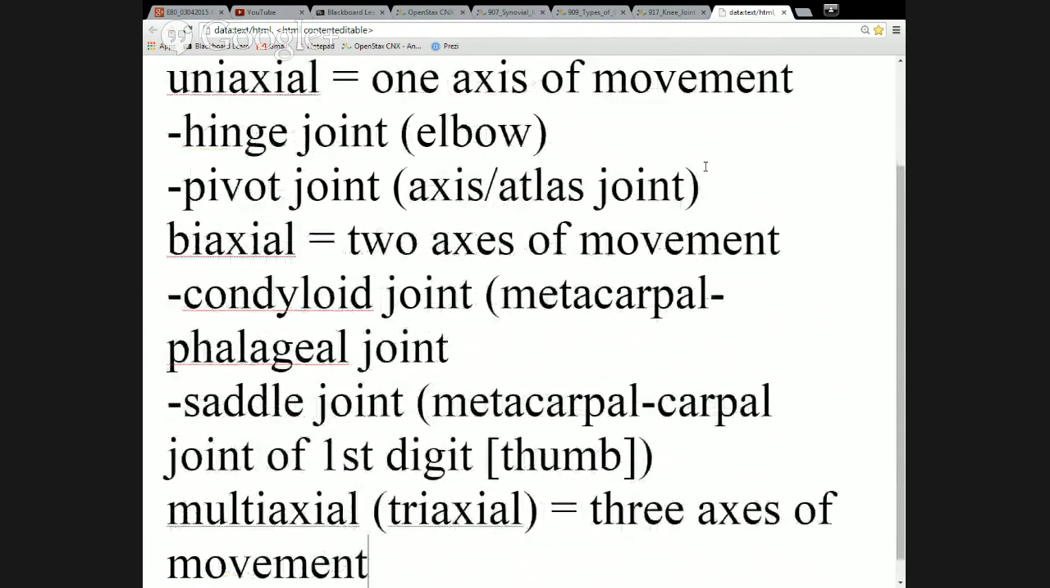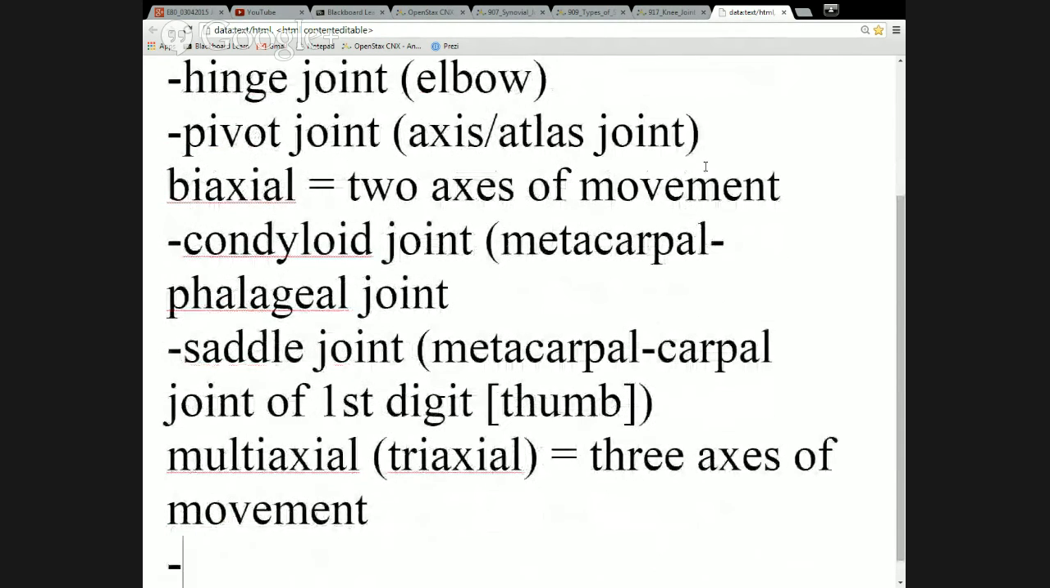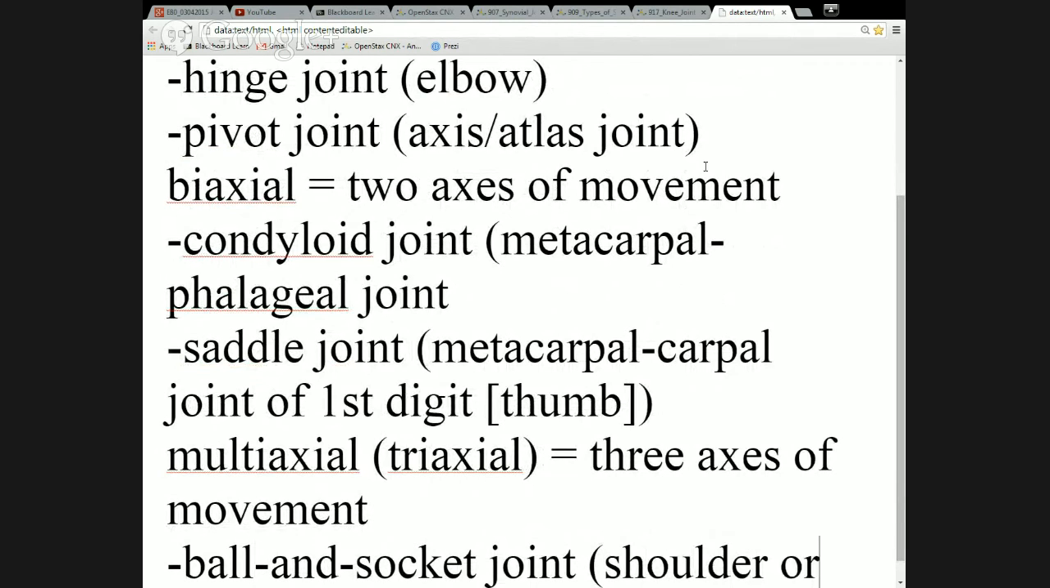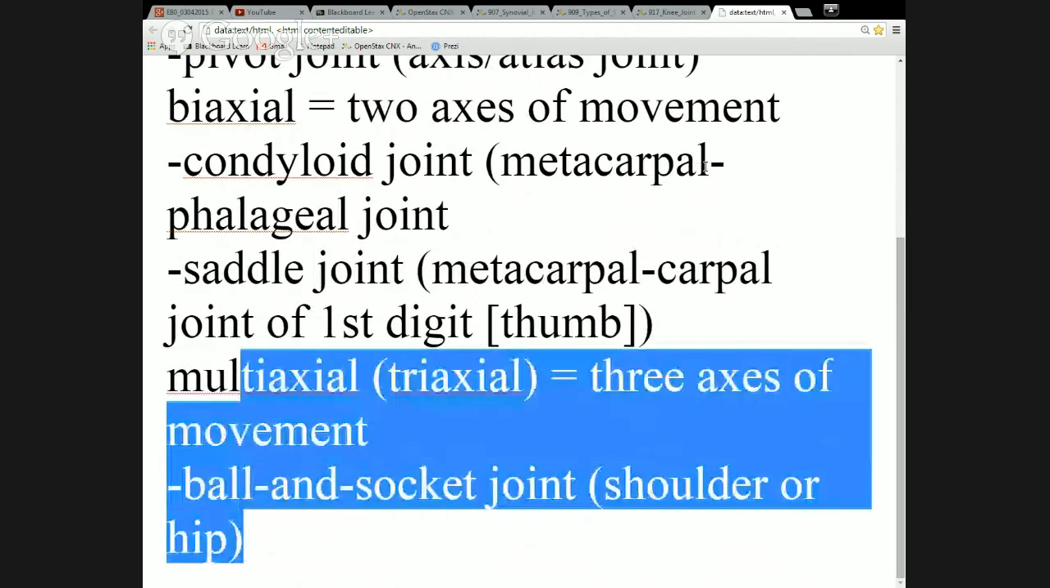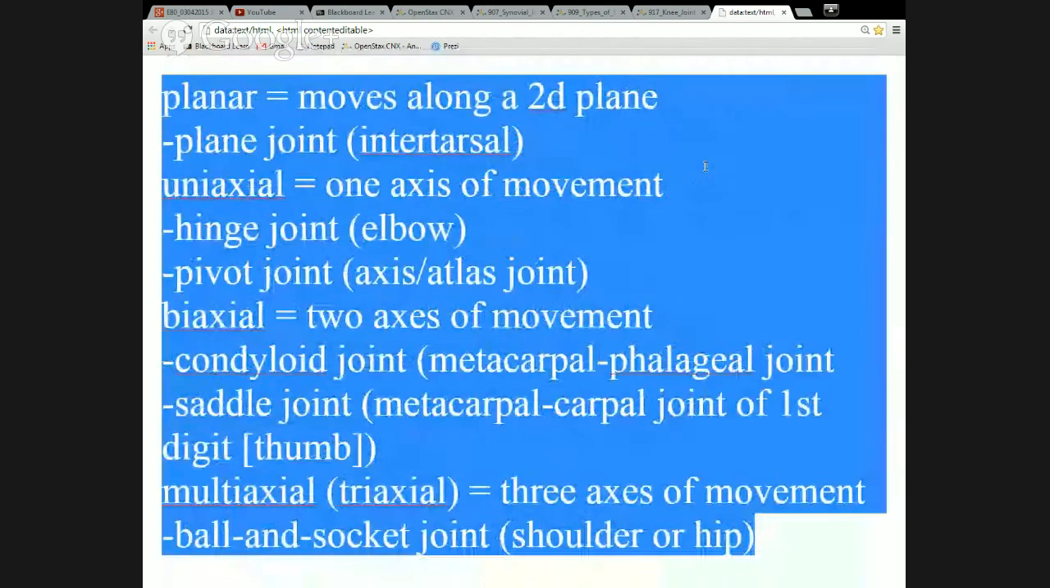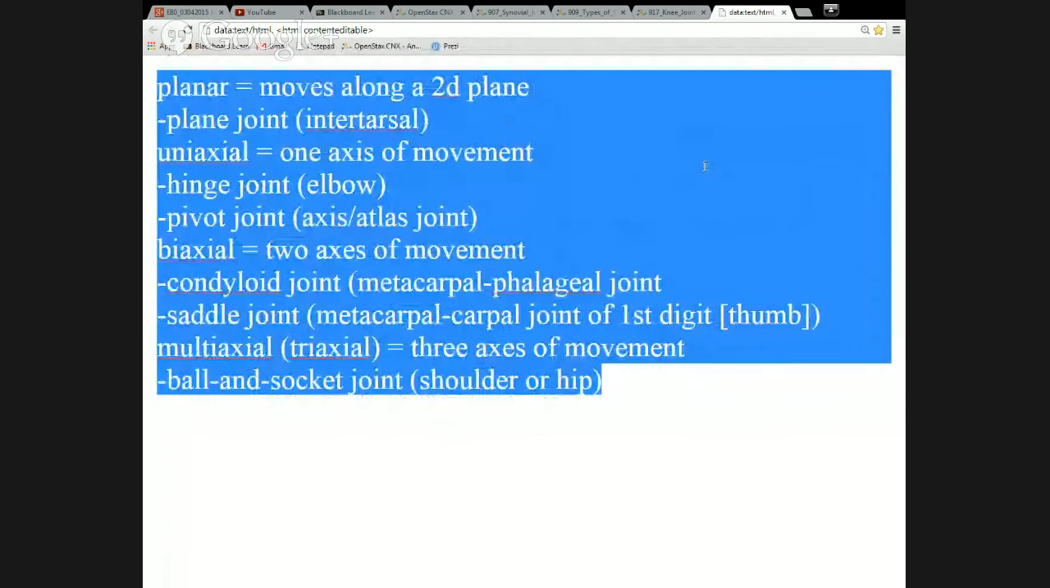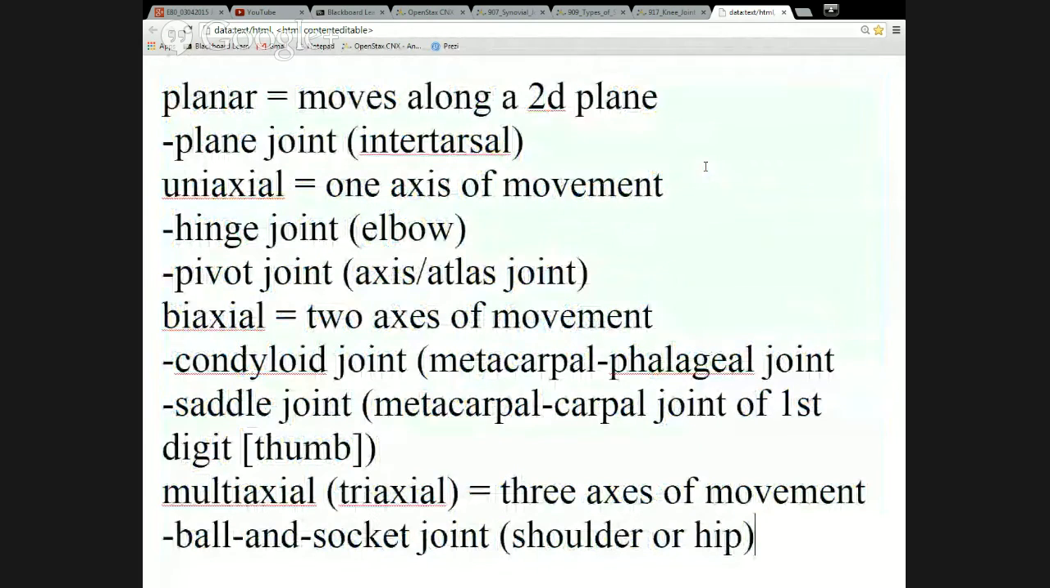And then finally, the multi-axial joint, which is ball and socket joint, like at the shoulder or hip. Right, so that's way too much to fit on the screen at once. Let me make that smaller. That'll do. Okay. So those are the different types of joints, categorized by how they move. Any questions about those types of joints?